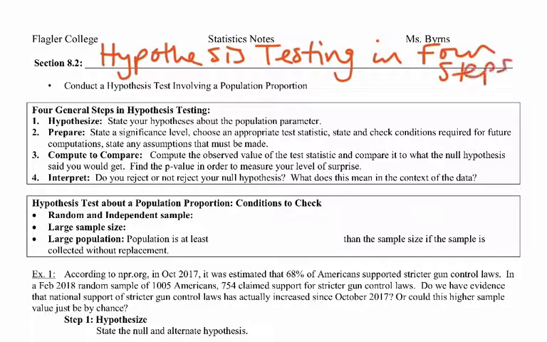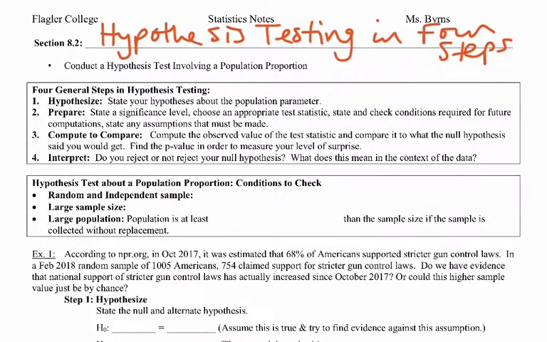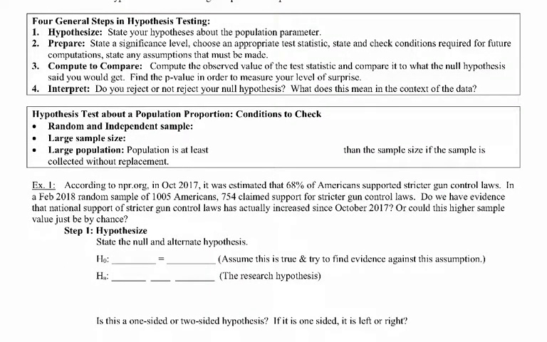All right. So the 4 general steps, and we've mentioned these already in the previous section, but just to recap: first, hypothesize, state your null and your alternative hypothesis about the population parameter. Prepare, state the significance level, which they'll usually give you in the problem. Figure out what the test statistic would be. This can either be done by hand or be done through StatCrunch, and we'll talk about that a little bit more later. Go ahead and run the test in StatCrunch, so compute the observed value of the test statistic and compare it to what the null hypothesis said you should get, and then calculate the p-value to see if you're surprised or not to get that, and then interpret that. Does that mean you reject or fail to reject the null hypothesis?